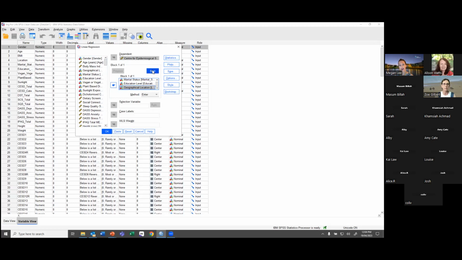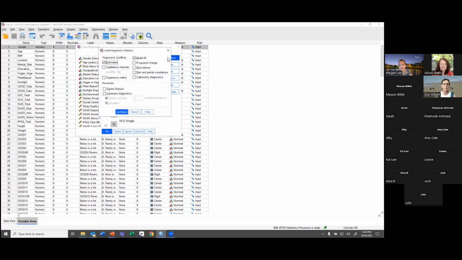Then we click the next box to tell SPSS what we want in the second model. In the second model, we want social connection, sleep quality, and sunlight exposure. Making sure this method is always enter. Then we click next and in our final model, we want to put diet quality by itself.